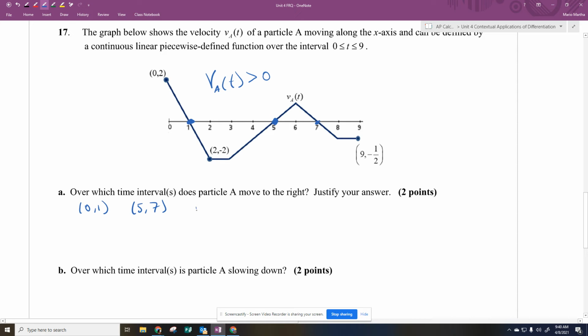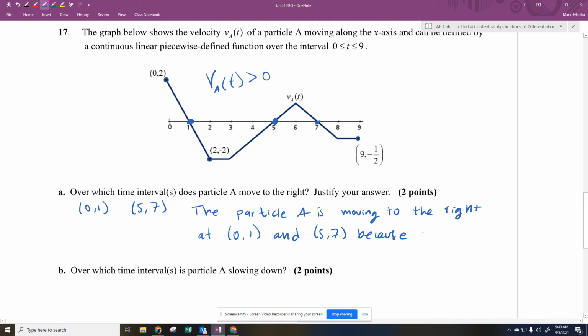So we can say that particle A is moving to the right on 0 to 1 and 5 to 7, because v sub A of t is greater than 0.